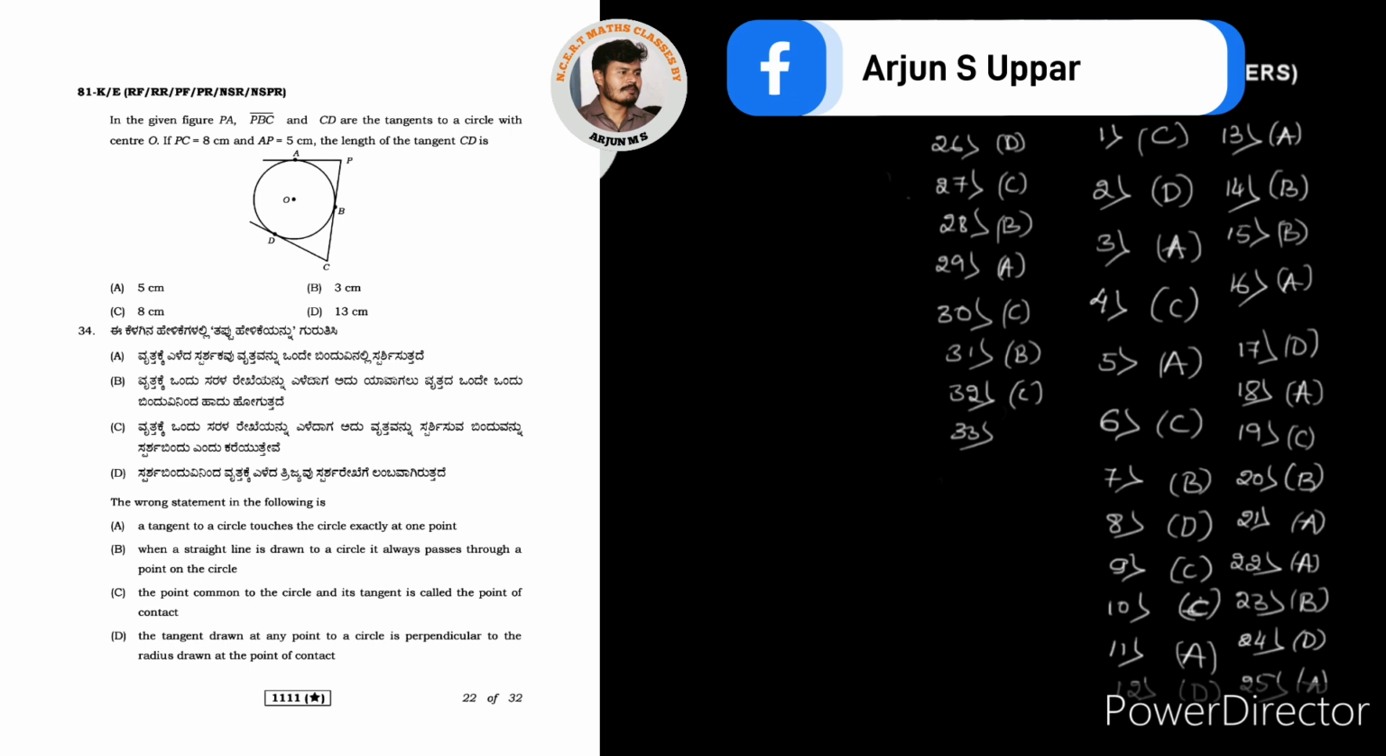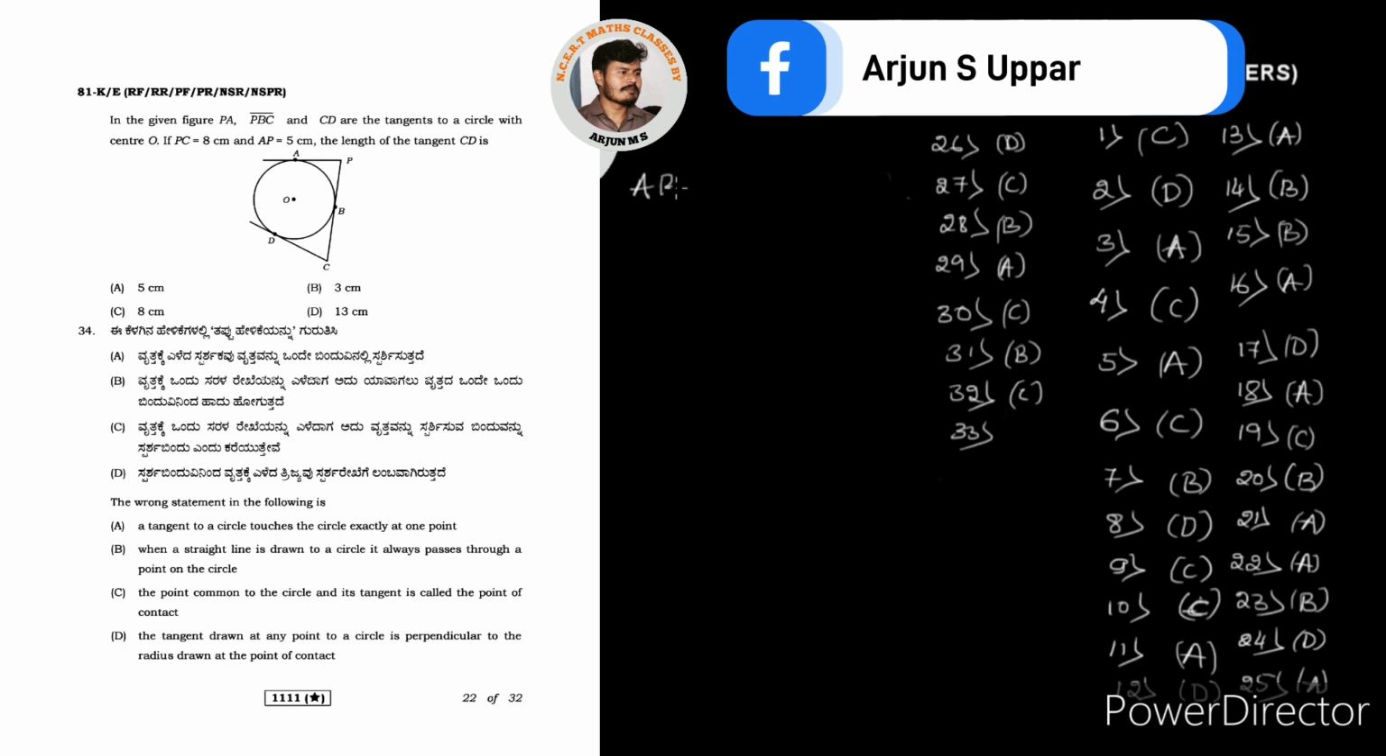33rd question. In that question, this is also a very important question. In the given figure, PBC, these 3 points are collinear points. You just observe here, 3 or more points lying on the same line are called collinear points. AB and CD are the tangents to the circle with center O. If PC is equal to 8 centimeter, they are given the total length of PC, whose length is 28 centimeter, and AP is equal to 5 centimeter. We know that AP is equal to PB because these are two tangents drawn from an external point P.